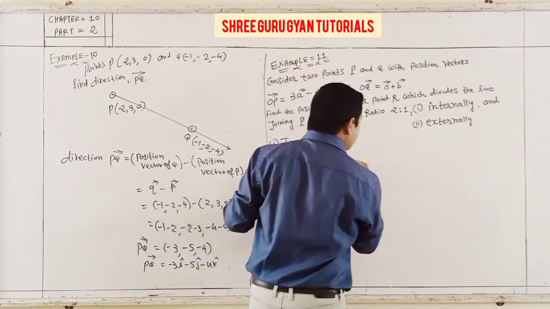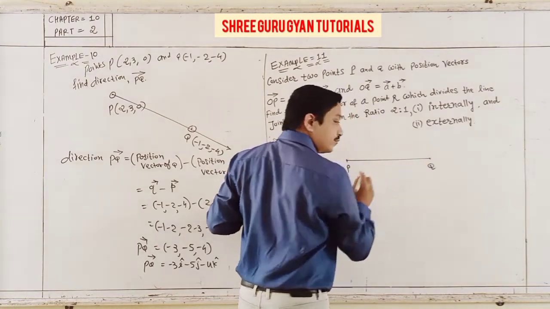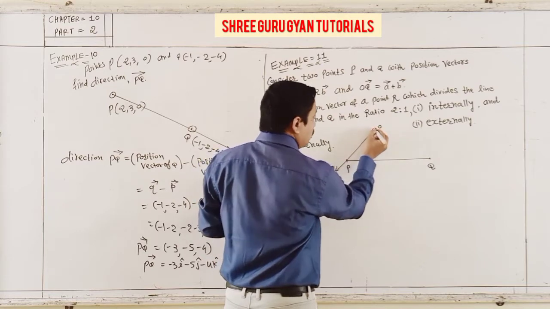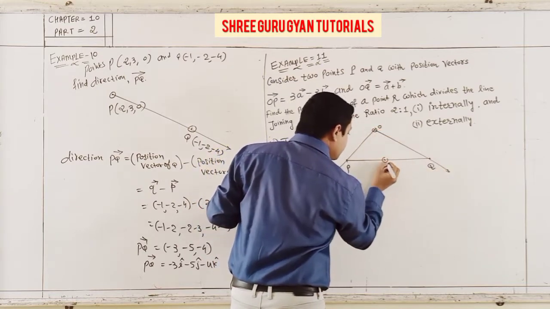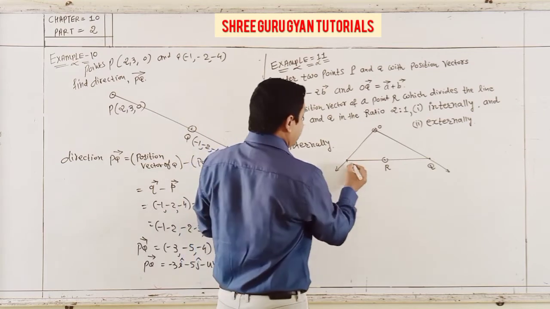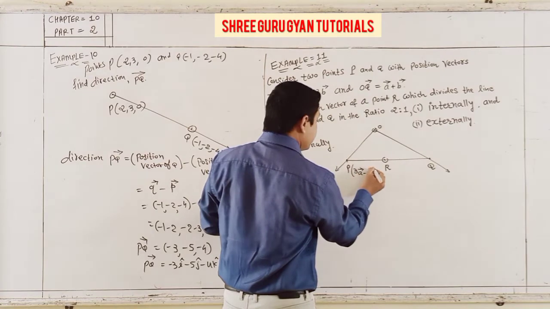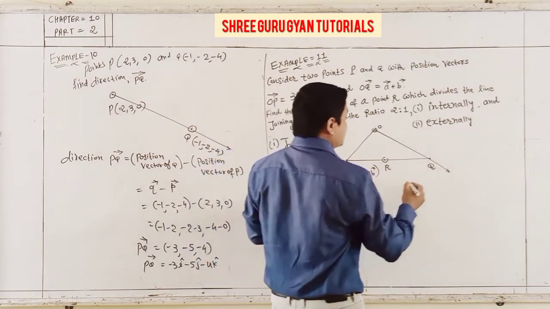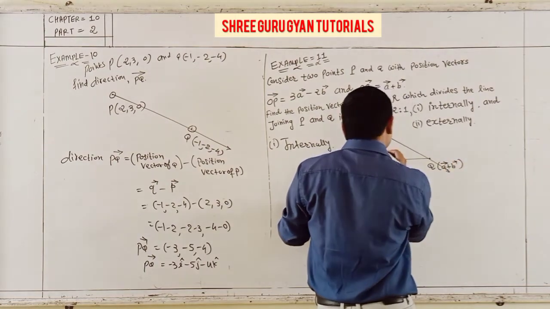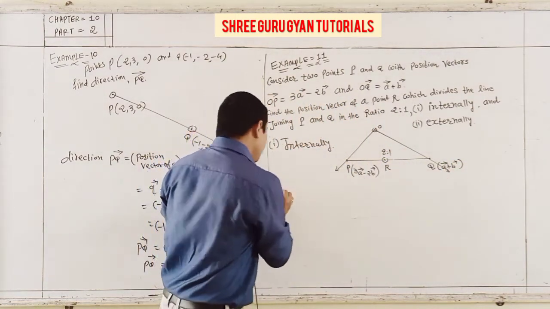So consider one of the 2 points P and Q. Here is your direction for O, OP and OQ, and that's your division point R. I want R in the ratio. Here OP direction is already known, 3a minus 2b, and OQ direction is also known, a plus b, and the internal division ratio is also given, 2:1.